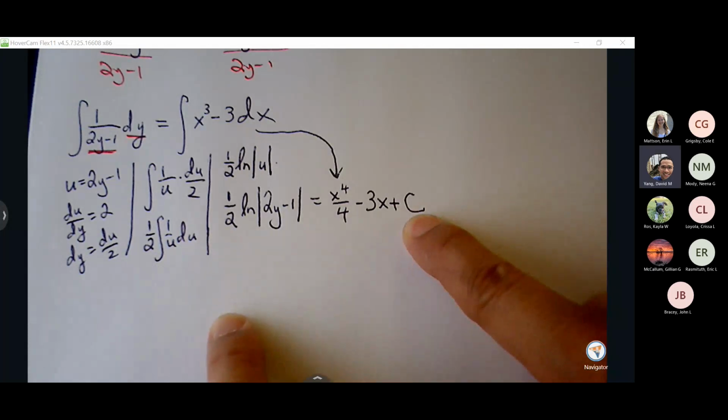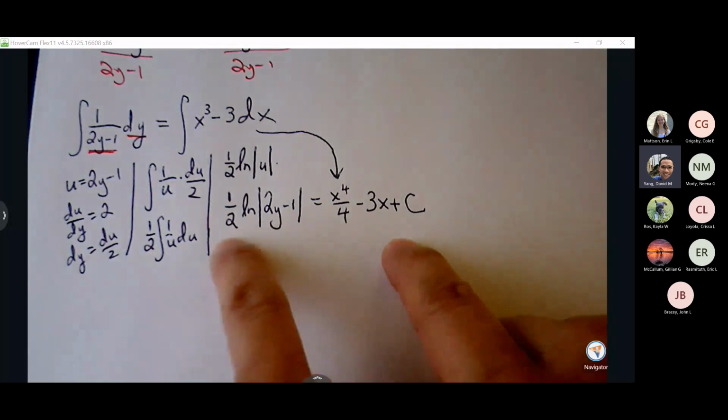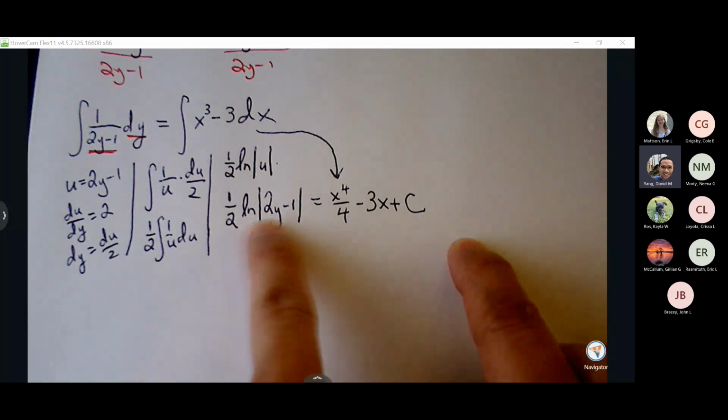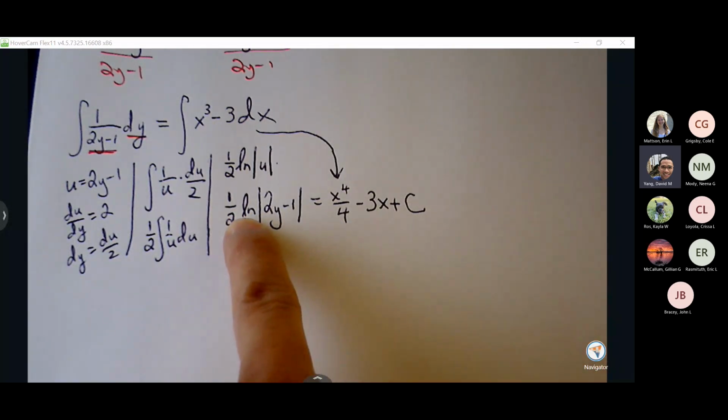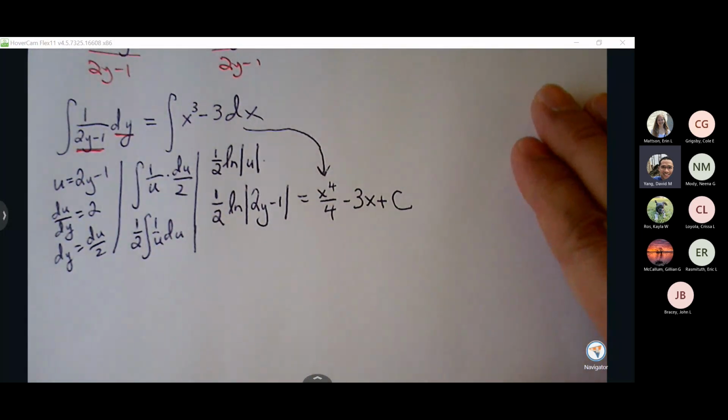Now, as soon as your plus C shows up, you're more than welcome to plug in and solve for C. I'm going to wait a little bit longer. I feel like I can get rid of the 1/2, get rid of the natural log, solve for y first. But really, it's up to you in terms of where you want to solve for C.